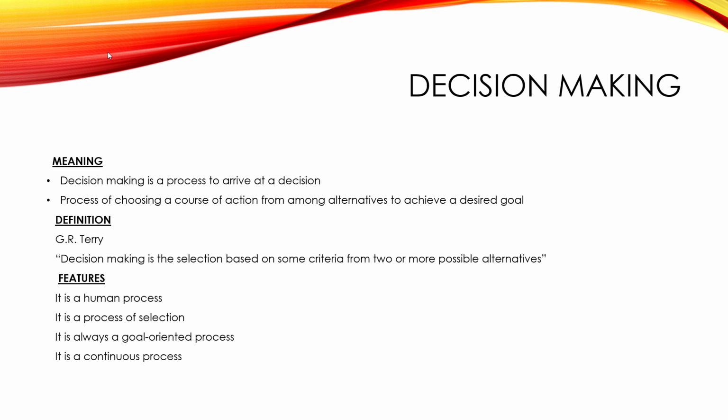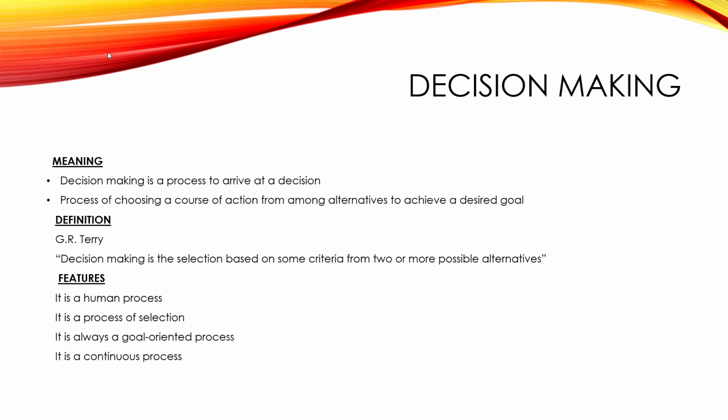Features of decision making. This is a sure question for your section A, that is a 2 marks question. It's a human process. In a sense, it's a mental process, and also an intellectual process, because human beings are using their mind. They have to think carefully, and they have to decide. So it's a human process which requires intellect. A person has to exercise his intellect for evaluating and selecting the alternatives.